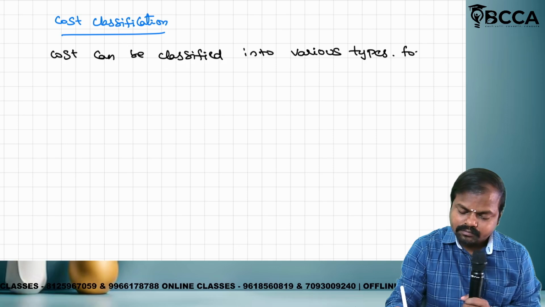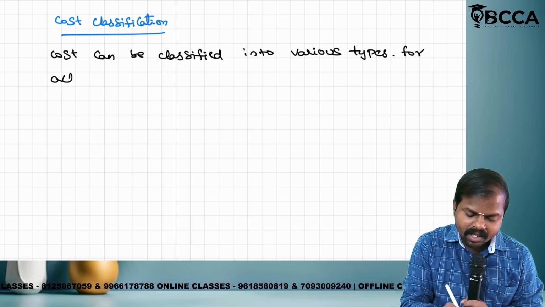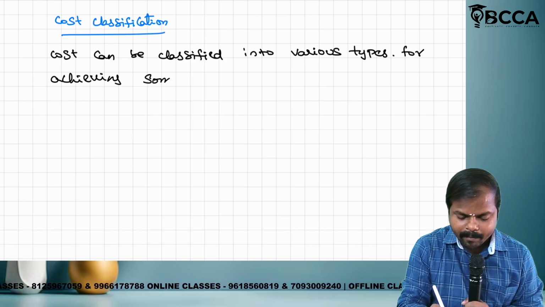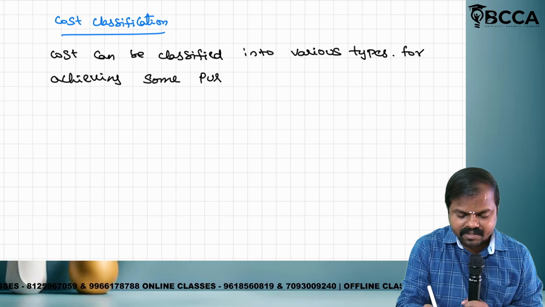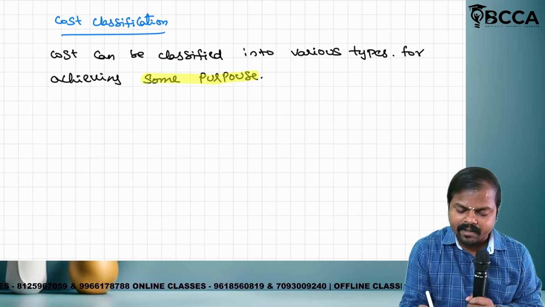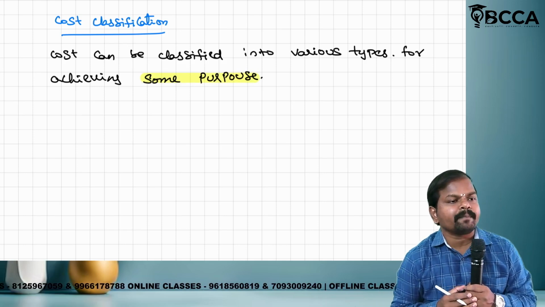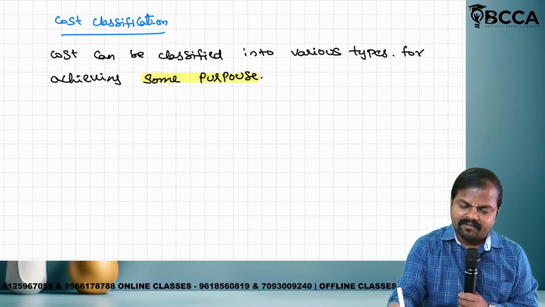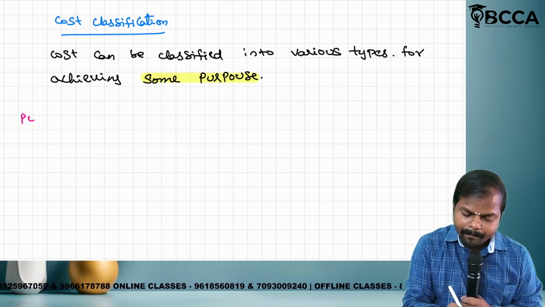Cost is classified for achieving some purpose. Listen carefully. Cost can be classified for what purpose? Certain purposes will be there. We will discuss the first purpose.